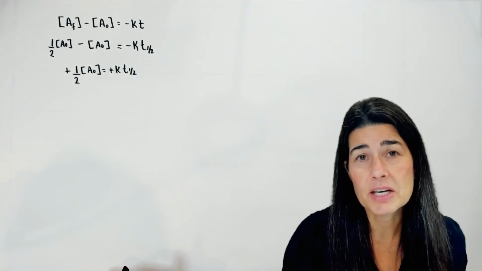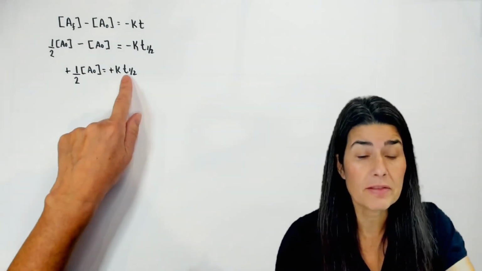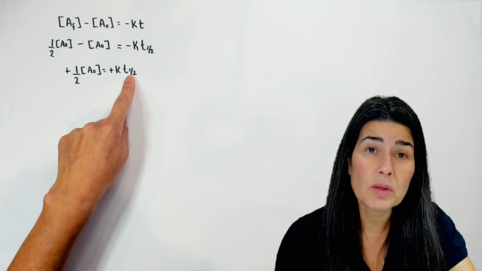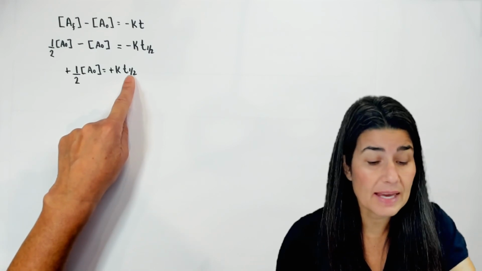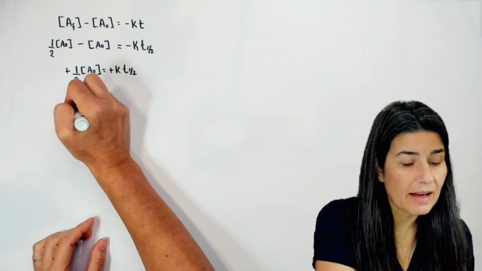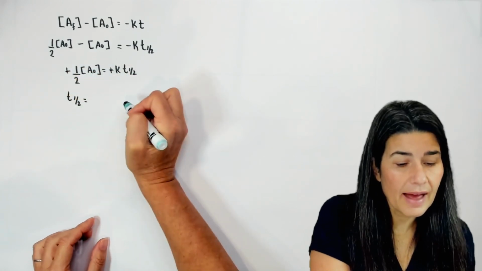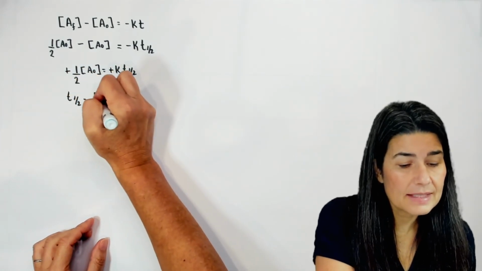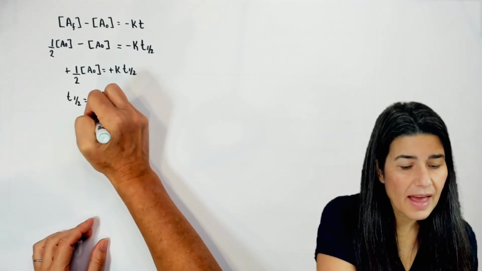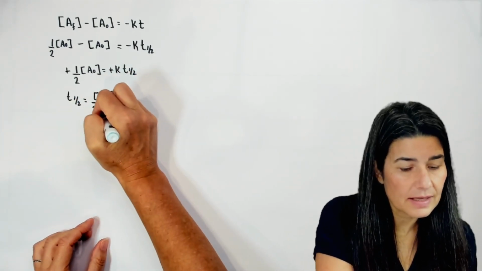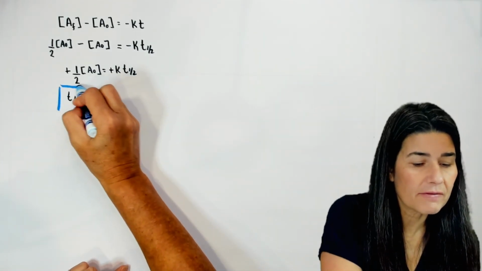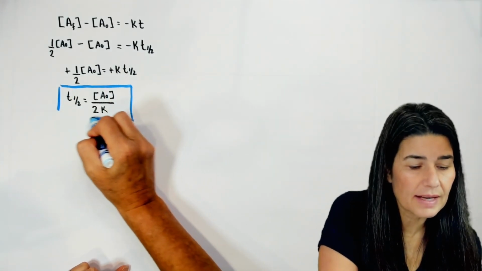And the last thing I'm going to do is isolate my half-life symbol right here. To do that, I'm going to divide both sides by k. So I get an overall equation for my half-life of t 1/2 equals A0 on the top over 2, and then we've got our rate constant k. So here is the equation for the half-life of a zero-order process.